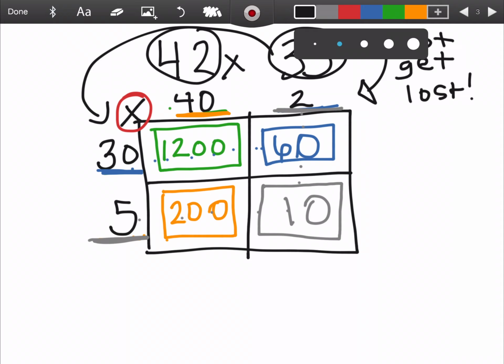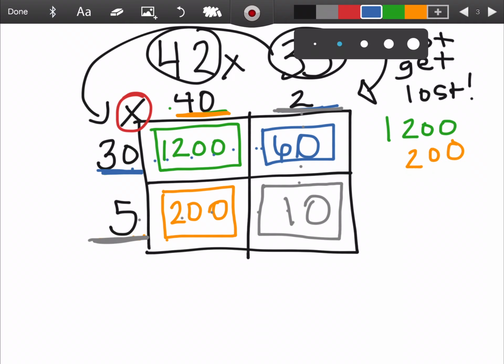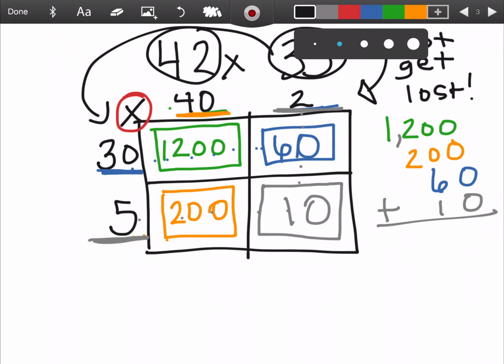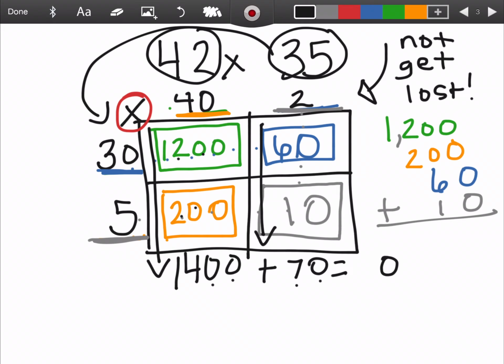So if you wanted to take your green number, your yellow number, your blue number, and your gray number, just like we did before, you could line those up and you could add. Or if you get a little lost doing that, you could actually add these two numbers together. And so you have 0, 0, 4, and 1. And then you could add these two numbers together to get 70. And then you could add them, and we can actually just look at that and add it in our heads.